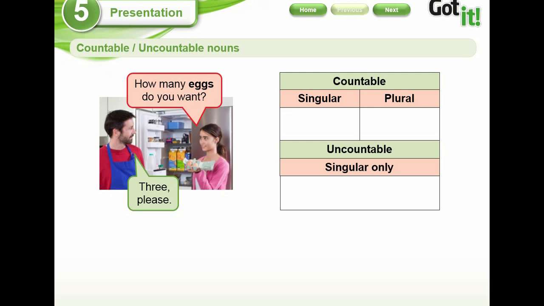Los irregular plural nouns. For example, man, men, woman, women, child, children, person, people, tooth, teeth, foot, feet. So be careful about it, okay? So I will give you some examples. A tomato, two tomatoes. An egg, two eggs.